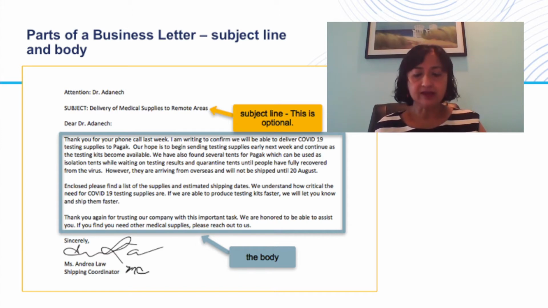Your professional letter needs to include a subject line. Let me define what it is. The subject line is a short phrase or a sentence that explains what the letter is about.